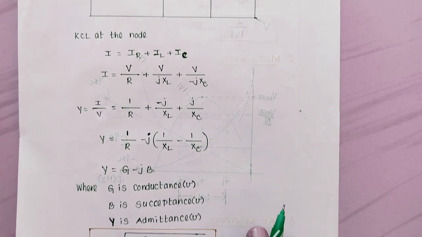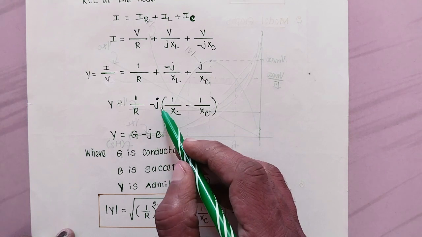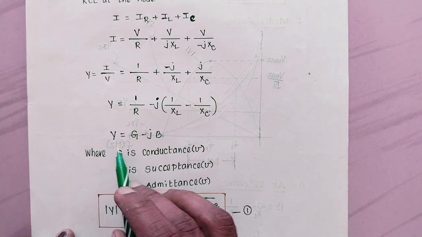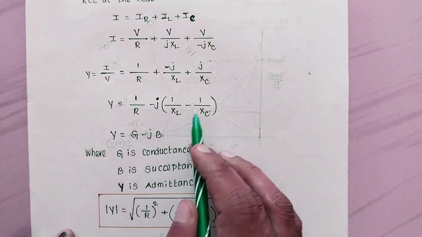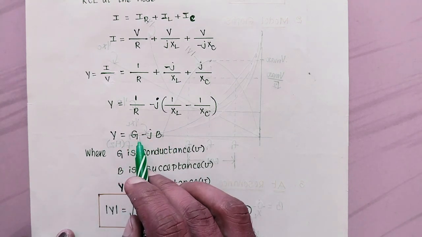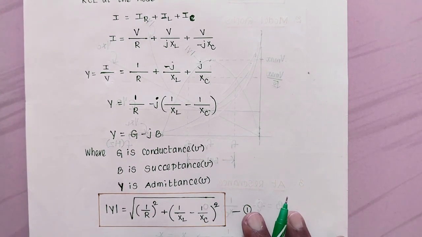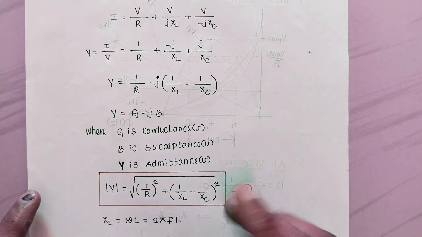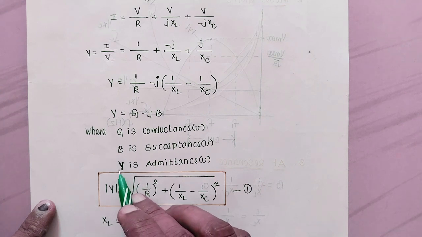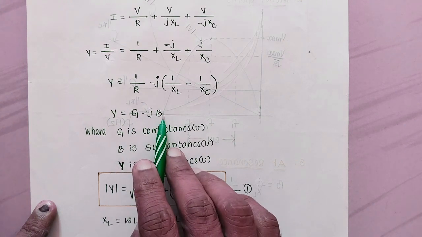So Y, admittance is indicated with Y, is equal to 1 by R minus J times 1 by XL minus 1 by XC. Admittance is a complex number, and the real part is G and the imaginary part is B. So Y is equal to G minus JB, where G is conductance and the unit is mho or Siemens, and B is called susceptance and the unit is also mho or Siemens, and Y is admittance. So here Y is admittance, G is conductance and B is susceptance.